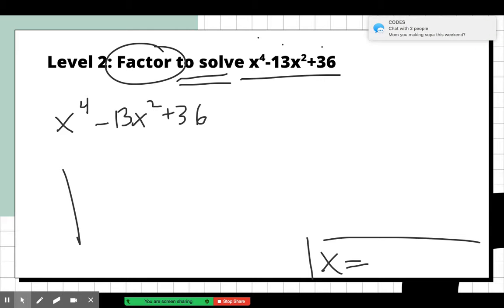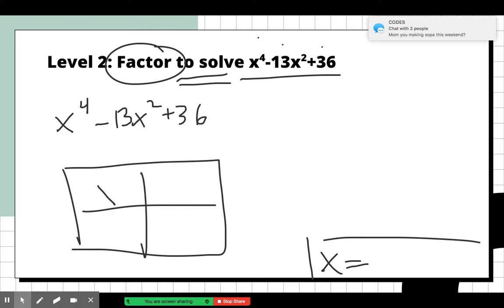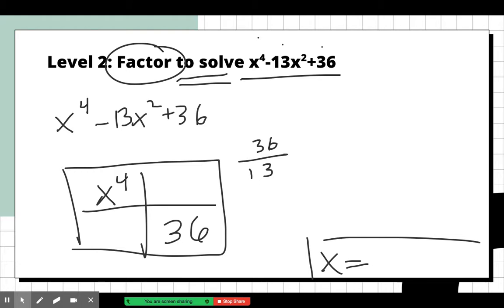I'm going to set up my box. X to the fourth is going to go here. Positive 36 goes down there. So I'm looking for two numbers that are going to multiply to 36, and they're going to add up to negative 13. We can list the factors of 36 if we need to, always 1 and itself, and then just go up by 1 each time. So 2 and 18, 3 and 12, 4 and 9, and then 6 and 6.